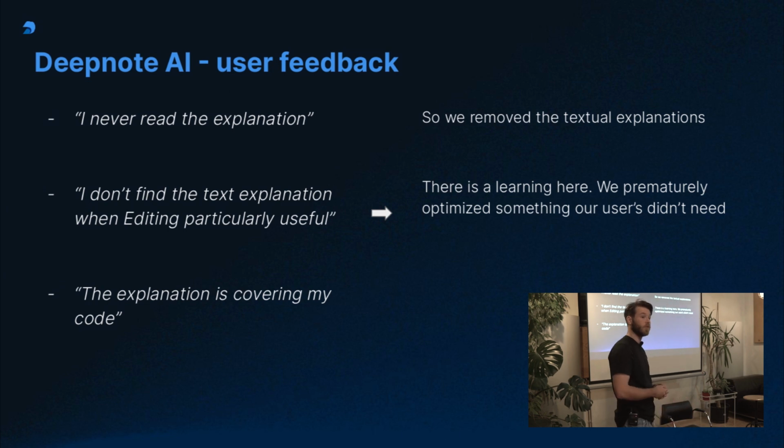So we decided to remove those textual explanations, and there is a learning here. We prematurely optimized for something that we thought the users would find important, and they didn't. If we didn't focus on this, we would be able to ship that first version of DeepNode AI a bit sooner and get actual user feedback a bit sooner.